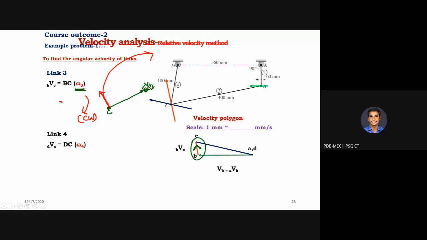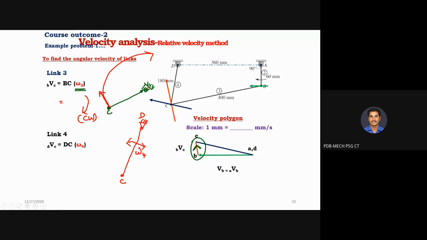Okay. Now tell me how to find out the angular velocity of the link 4. How to find out the angular velocity of the link 4. For that, which link should be considered? CD, sir. CD. Okay, your CD is like this. This is your point C and this is your point D. So this is your point D and this is your link 4. It is rotating like this. You need to find out the direction of the angular velocity of link 4.